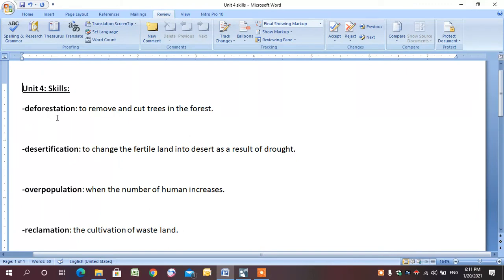First one, deforestation. It means to remove and cut trees in the forest. So when you are cutting the trees and removing them from the forest, that means that you are making deforestation.